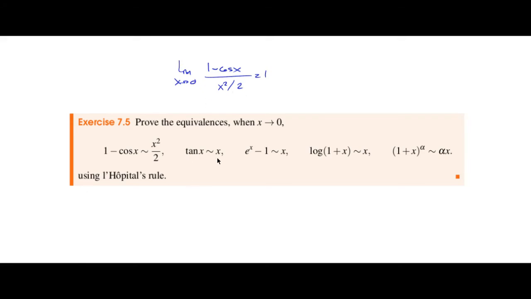The same thing with the tangent of x and x, e to the x minus 1 and x, the logarithm of 1 plus x and x, and then 1 plus x to the alpha, approximately equivalent to alpha times x. This is new, we haven't seen this before, so it's an important one. You can prove this using L'Hopital's rule, okay?